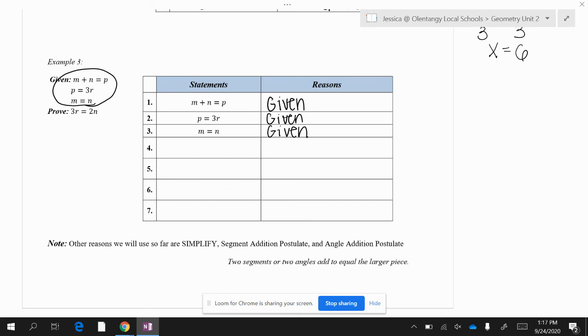Okay, and then I'm looking to see where I'm getting, so I'm looking for it to be all in one equation. So then here, if I see that P equals 3R and M plus N equals P, so I'm going to go ahead and set M plus N equals 3R, and here is my common point. So then that's the transitive property.